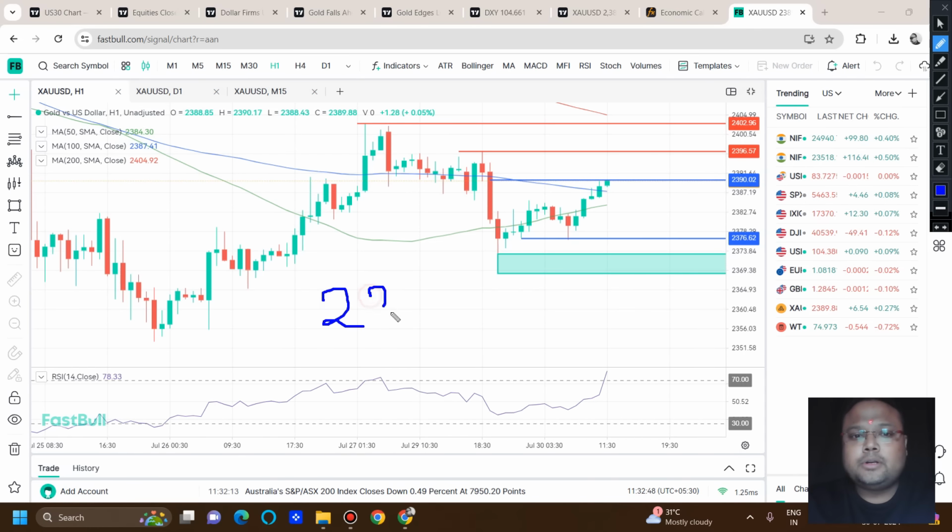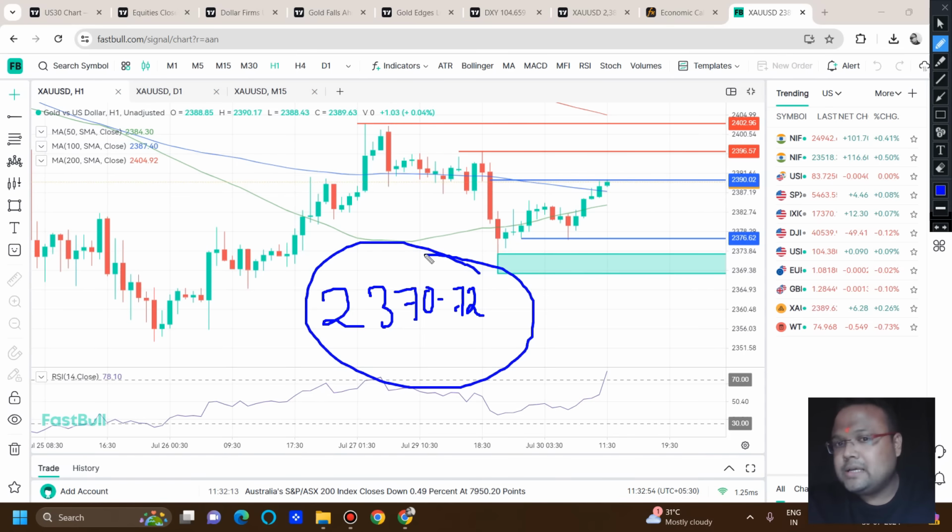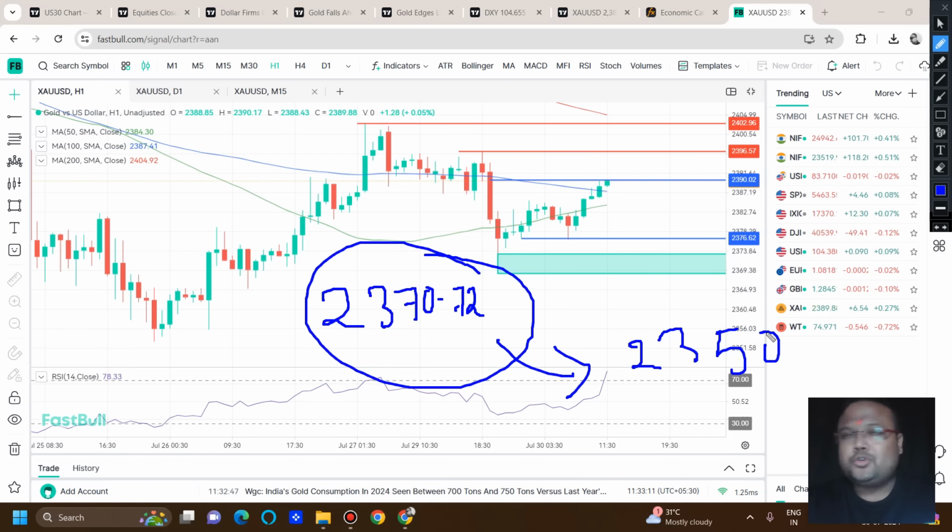The best support on the chart of gold is around the 2370 to 2372 area. This is the next big support on the chart of gold, from where the market bounced yesterday. We can expect that during the day, if the market falls, this will be the level from where the market should bounce, because the ultimate support on the chart of gold is around 2350. But as gold is trading around the 2390 area, the chances of the market going to 2350 are very slim.